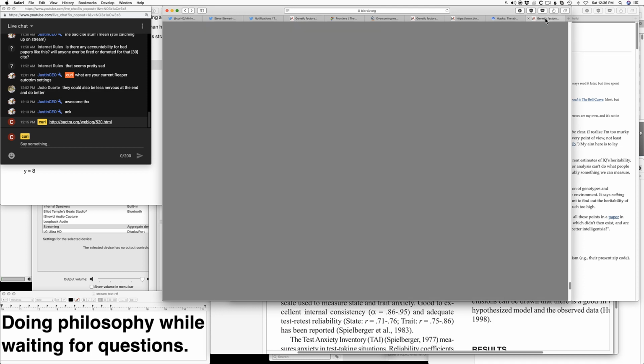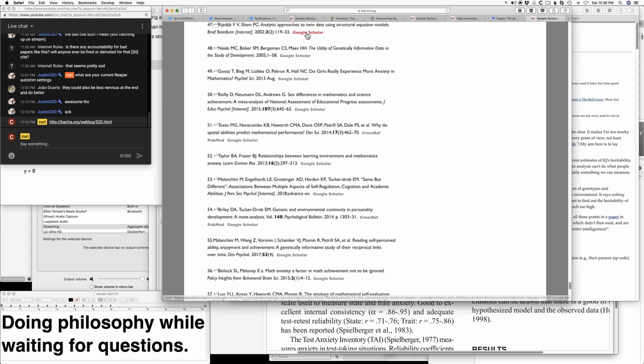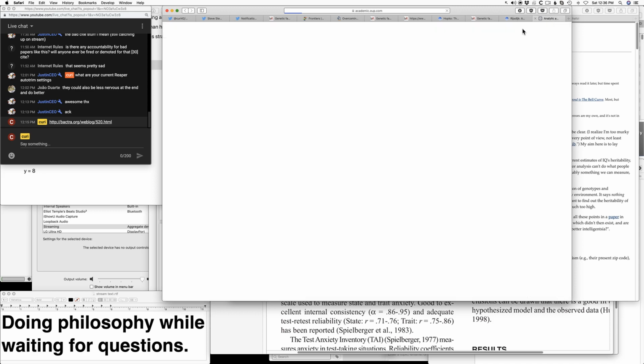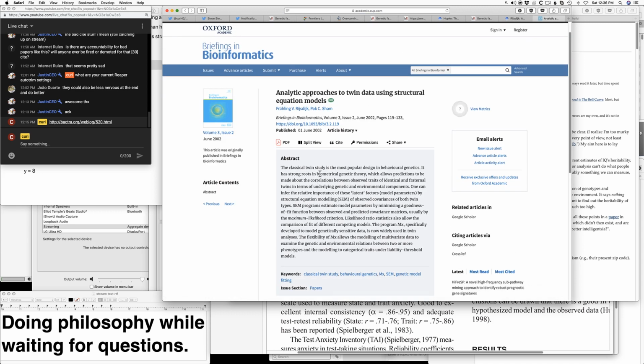Okay, and then there's that site 47. I'm gonna take a brief look at it at least. The classical twin study is the most popular design in behavioral genetics. It has strong roots in biometrical genetic theory, as well as predictions to be made about the correlations between observed traits of identical and fraternal twins in the terms of underlying genetic and environmental components, given that you completely ignore gene-environment interactions, as they admitted in the other paper.